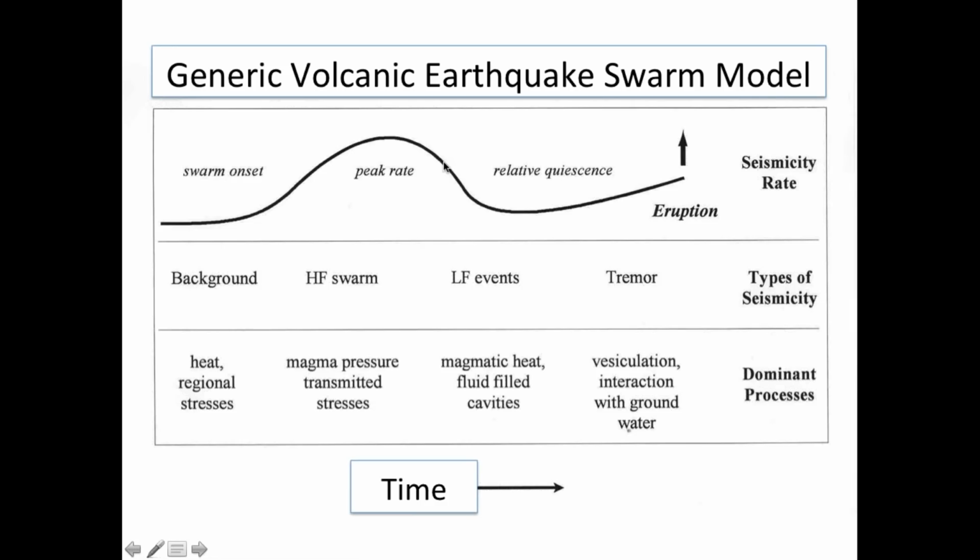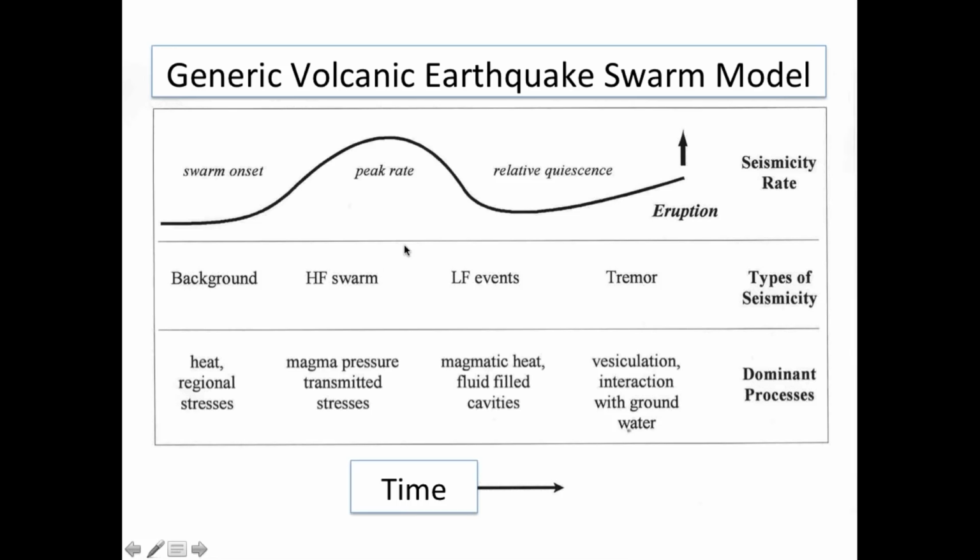Now, normally you would think, oh, the rate's going away, things are not happening as much, maybe we're not going to have an eruption. Well, the telltale thing, even though the rate has gone down, is that these other types of events that are typically shallower are occurring. That's a clue that we still have to be concerned, even though we have what we call relative quiescence. So each one of these increases the level of concern.